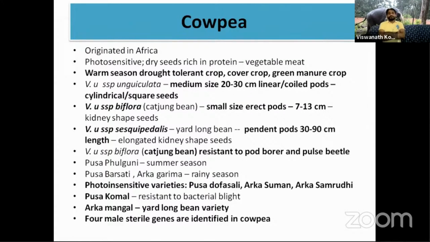And cowpea is photosensitive, so it will not produce pods throughout the year. It is sensitive to photoperiod. Due to the high protein content in the dry seeds, it's called vegetable meat.